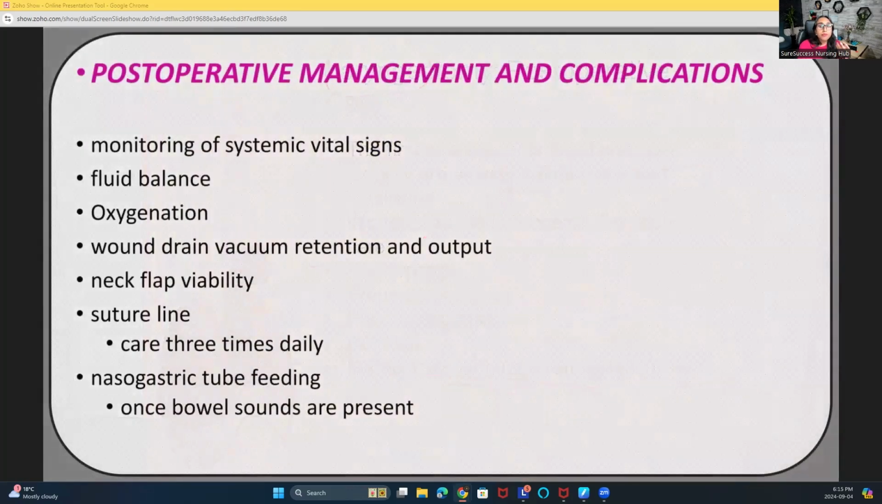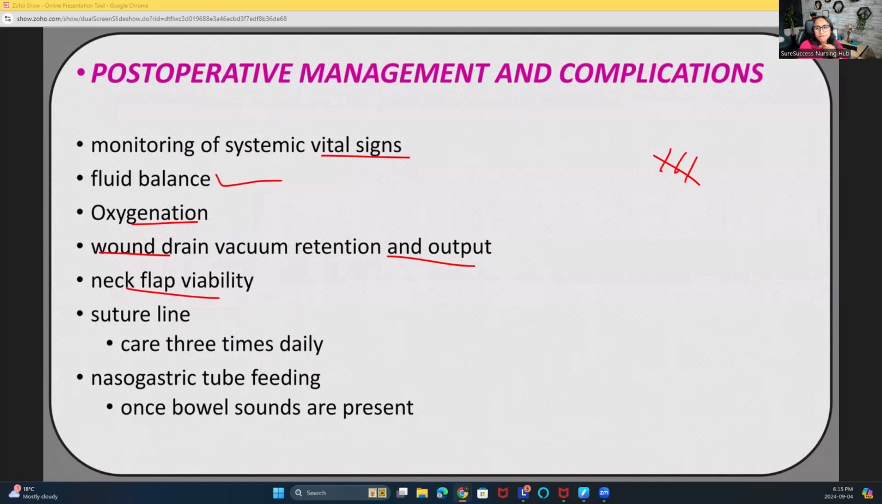What else? After every surgery, monitor the vital signs, check your fluid balance, oxygenation, intake output of the patient, about the wound, how much he's bleeding, what kind of secretions are coming out of the wound. Neck flap viability, that is, what happened to the sutures.